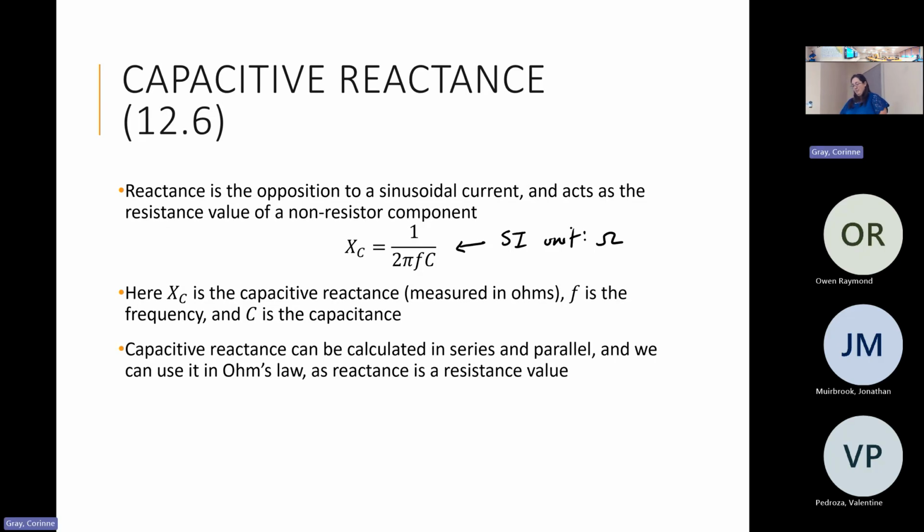So we can now revisit, and talk about the reactance of a circuit for just the capacitors. We can calculate the capacitive reactance in series and parallel, and we can use them with Ohm's law. We're going to see those equations on the next slide. But are there any questions on reactance in general or capacitive reactance specifically?